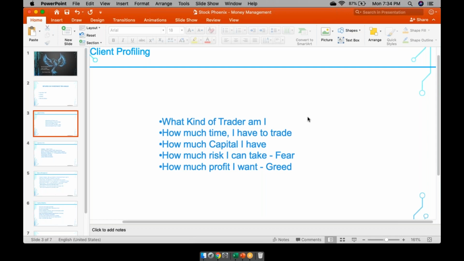Say, for example, if I want to generate 50,000 rupees per month, and I'm not going to a job anymore, I want to get the same 50,000 rupees from trading. So how much capital do you require? If you want to generate 50,000 rupees as a profit every month, how much capital is required?